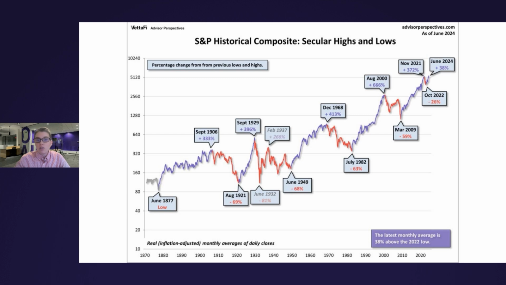For example, notice the rally from 1932 to 1937. Despite its strength, it remains a cycle within a secular bear market because a new real all-time high was not reached. At the rally's peak in 1937, the index was still 29% below the real all-time high from 1929. The S&P just reached a new real all-time high last month, surpassing its previous peak from November 2021, and we're now 38% above the trough from October 2022.